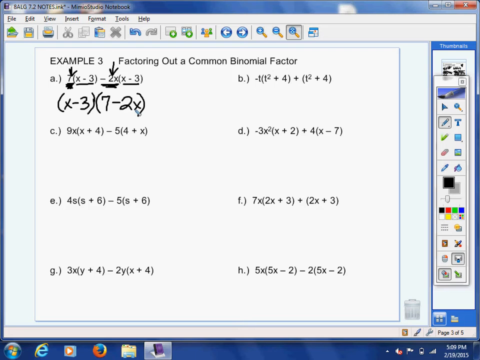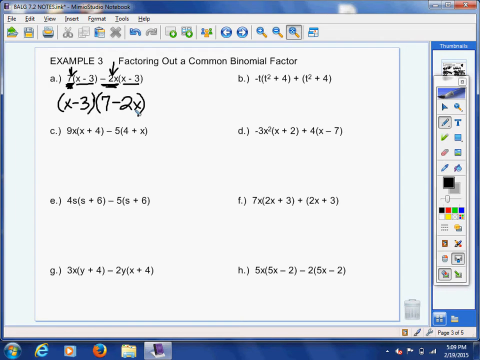So when we do this page, A through H, we're looking for two quantities, if it's factorable at all. There may be one, I just glanced down and saw one that is not factorable. So let's take a look. Let's go over here to the right to letter B.